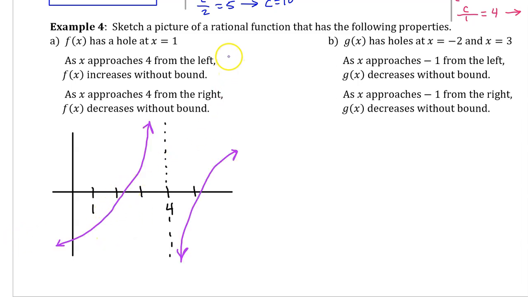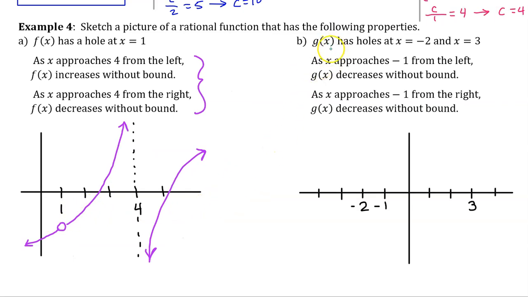Something like this would satisfy the last two criteria. As x approaches 4 from the left, f of x increases without bound. As x approaches 4 from the right, f of x decreases without bound. All I need is a hole at x equals 1. So this is one graph that would work for part A. Your answer will look a little bit different than mine. That's okay.